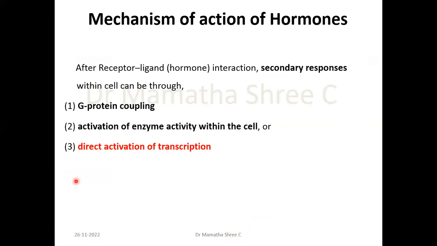In this video, we'll continue the other mechanisms of action of hormones, and also we'll study the second messengers today. The third way through which the hormone can act is through direct activation of transcription. When I say transcription, it is happening at the level of the nucleus, right? But how is the hormone directly going to activate transcription? Either by binding to the cytoplasmic receptor or by binding to its nuclear receptor.